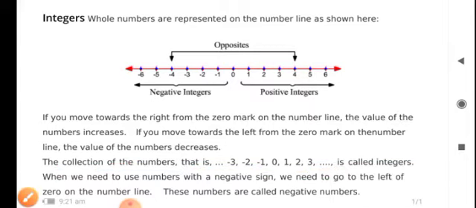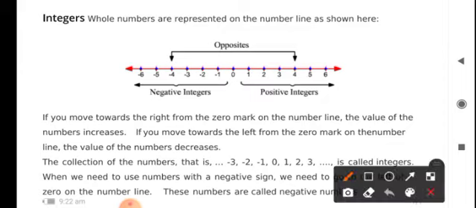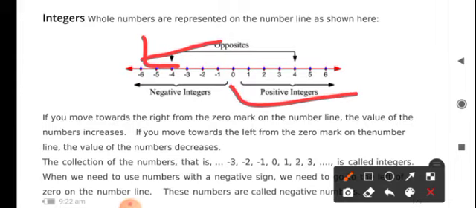So again I am explaining, when we need to use a number with a negative sign, we need to go to the left of 0 on the number line. If a number has a minus sign, then we place it on the left side. These numbers are called negative numbers and these numbers are called positive numbers. Hope you have understood.